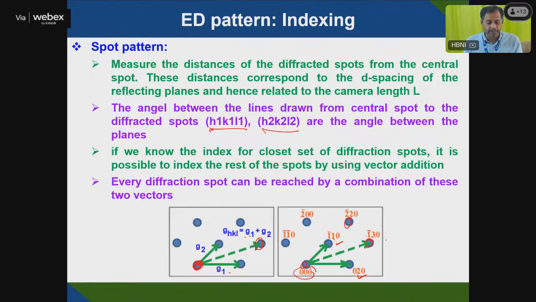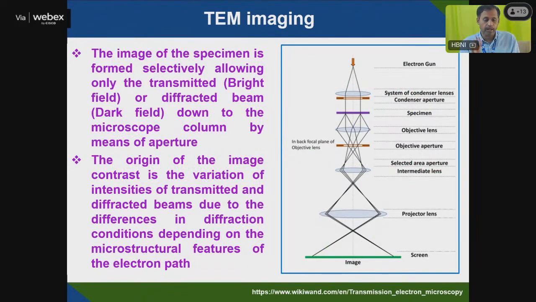All those planes can be identified by measuring the distance of the diffracted spots from the central spot. You can identify all the planes in the case of an electron diffraction pattern of a single crystal. So far I have discussed the diffraction pattern. We'll take a 2-3 minute break, and then we'll discuss the imaging part of the electron microscope. Until now you can ask your questions right now, or raise them in the chat box.